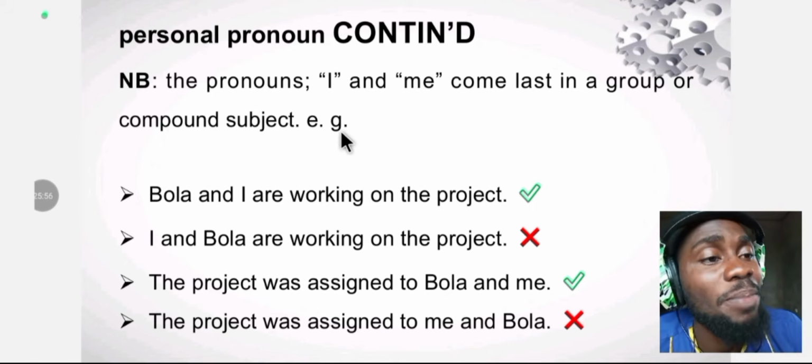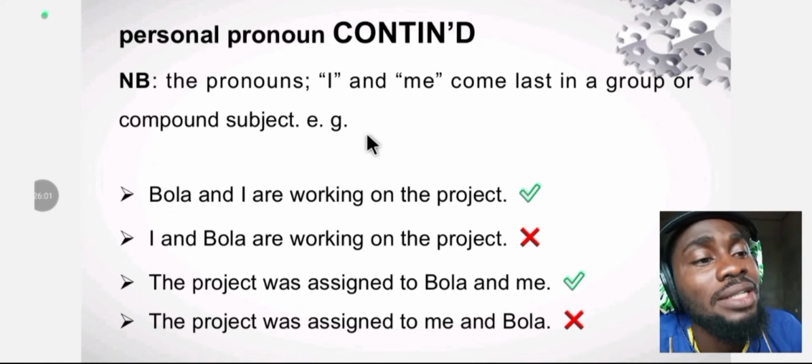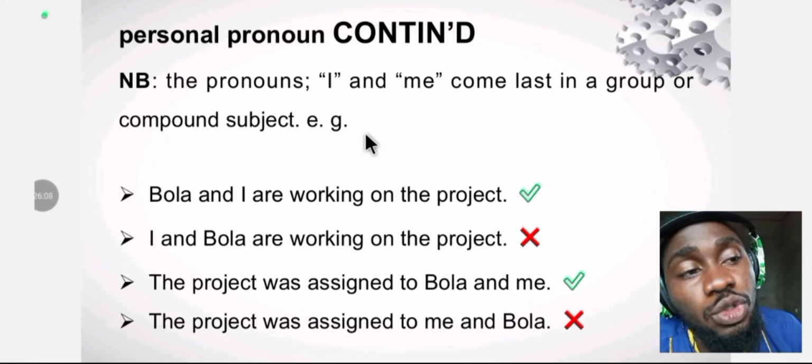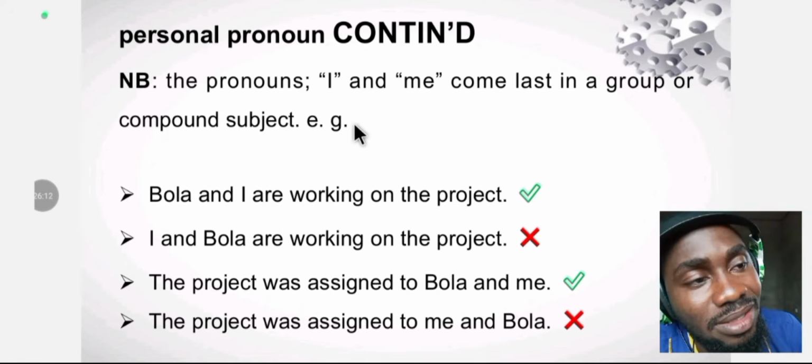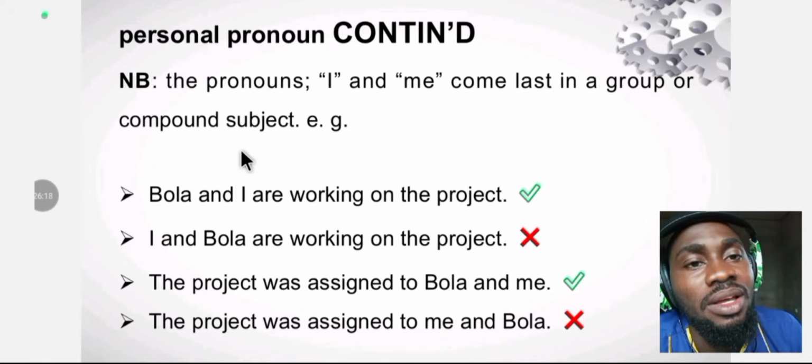When you have a compound subject, what does it mean to have a compound subject? When the subject is made up of more than one word. Okay, when the subject is made up of more than one word, what do you have to do? I and me should come last. Do not put I first, or in the middle. It should come last. Okay, let's look at the example we have.